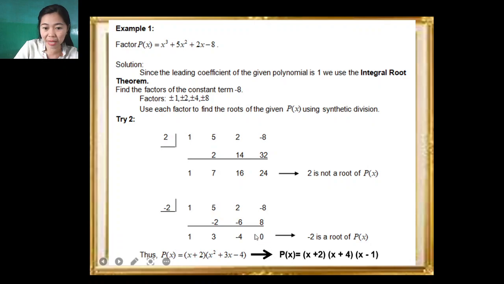At kapag ang remainder ay naging 0, magkakaroon tayo ng root, or yung ginamit mong value ng r doon ay root. So, you can write it in binomial form as factor. Yan. So, ibig sabihin lang nito, si negative 2, si negative 4, at saka si positive 1, pag ginamit mo sa synthetic division ng polynomial na yan, ang mga remainder niya ay magiging 0. Kaya nga sila ay mga factors ng polynomial.